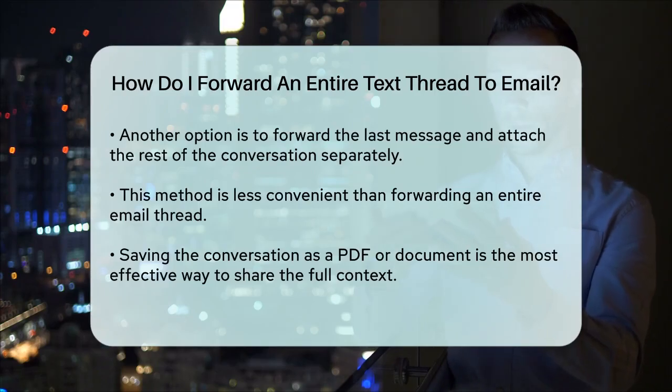In summary, while you can't directly forward an entire text message thread to an email like you can with emails, saving the conversation as a PDF or document and then attaching it to an email is your best bet. This method ensures that you can share the full context of your text conversation with others.